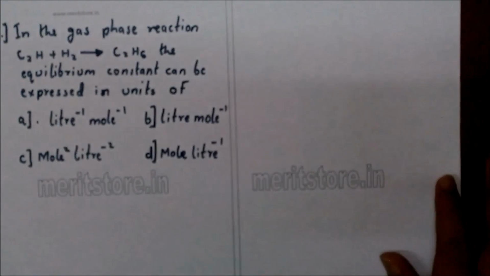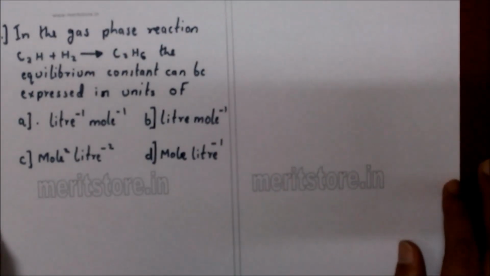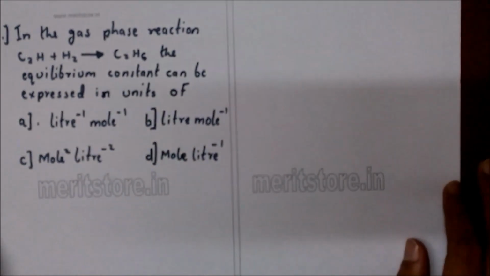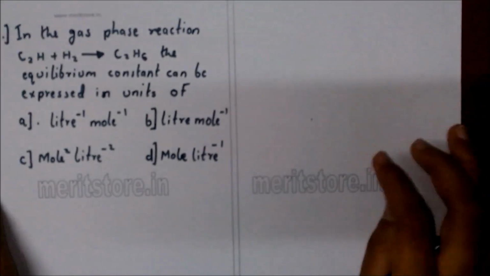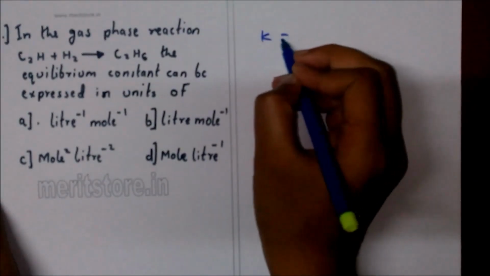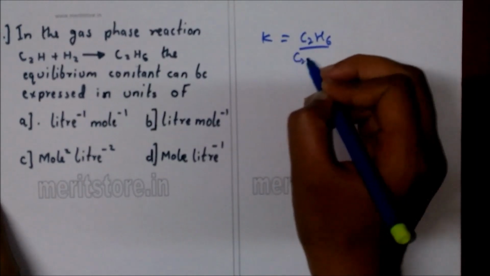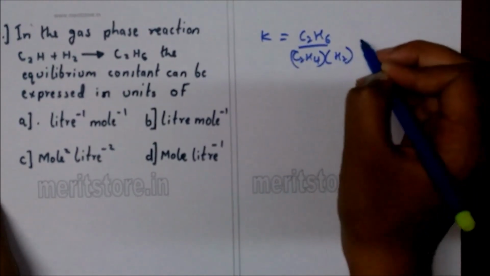In the gas phase reaction, C2H2 plus H2 will give C2H6. The equilibrium constant can be expressed in unit of. So it is a gas phase reaction. We can write the equilibrium constant K is equal to [C2H6] upon [C2H2] into [H2].